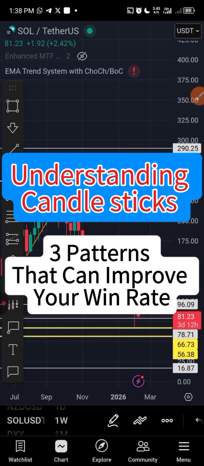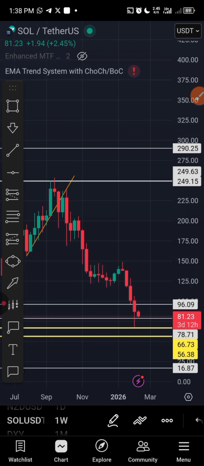Candlesticks are what helps us understand the sentiments of the market, and in this video I'm going to be showing you how to read the candlesticks properly, how to use the candlestick to understand high probable trades, and what you should be looking at before you even trade with candlesticks.